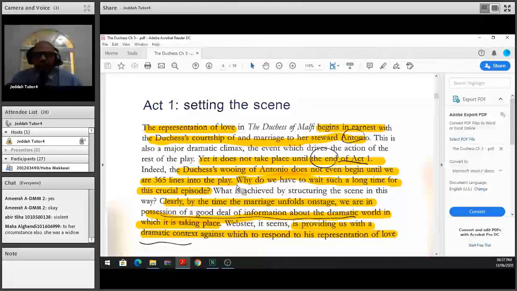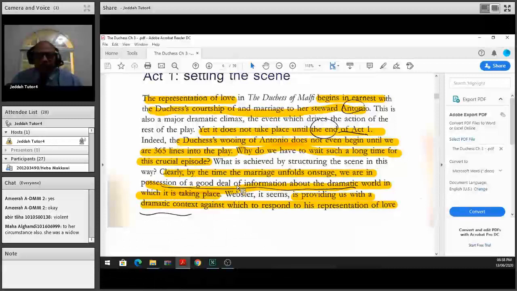I mean, members of the audience would ask, readers would ask. And what is being achieved by structuring the scene in this way? Is it haphazard? Is it random? No, it's not. It's planned. Clearly, by the time the marriage unfolds on stage, we are in possession of a good deal of information about the dramatic world in which it is taking place. So you need background before introducing these people, and before introducing their marriage, their wooing, their courtship, and their subsequent marriage.